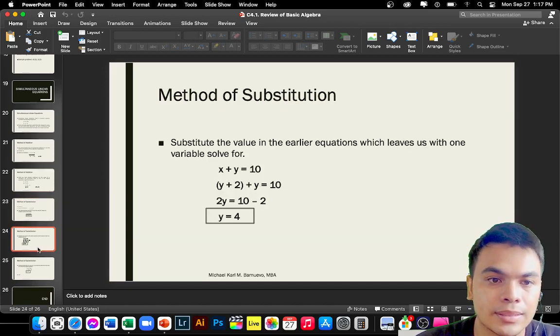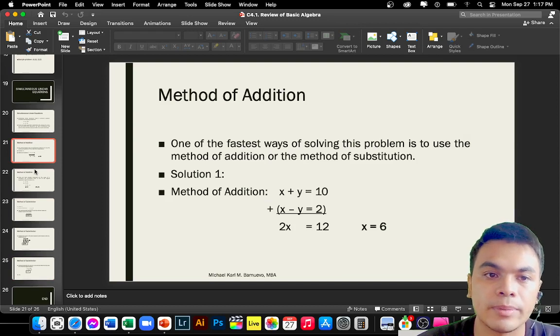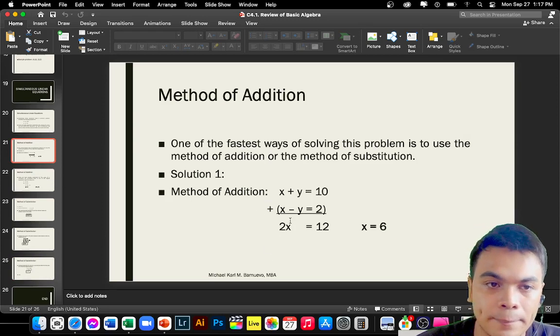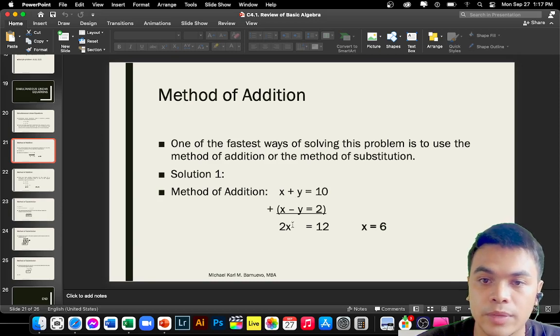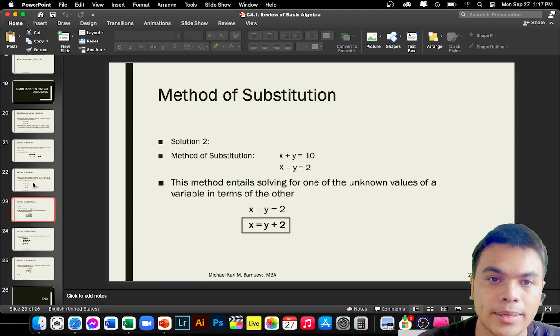So we will be discussing two. Here we start with the first, the method of addition. This is one of the fastest ways to solve this problem. All you have to do is eliminate. We can eliminate either one of the variables on both equations, x or y. Then we can now derive the coordinates, or the equations.